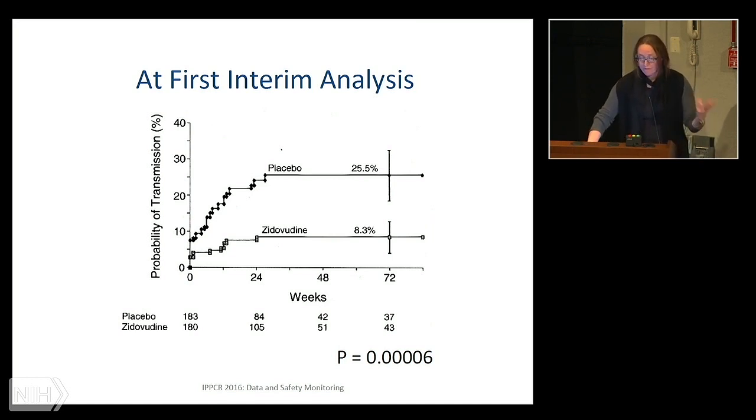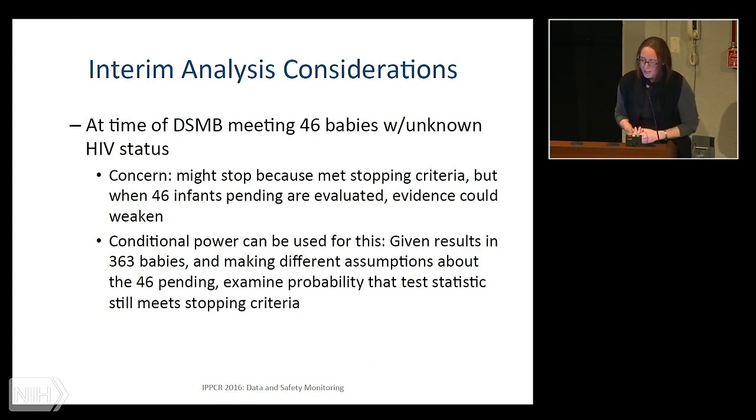And so quite a lot of information had accrued. Events and accrual had happened a little faster than expected. And so this was overwhelming evidence and certainly met some conditions where you might think, well, okay, we definitely need to stop. We have evidence of benefit. But there were some discussions.